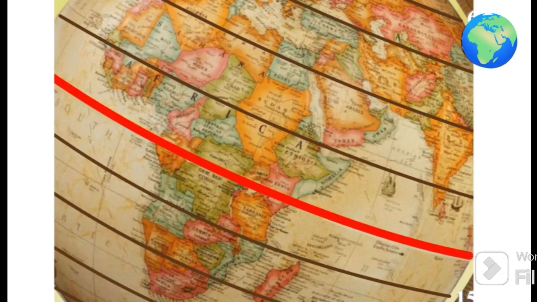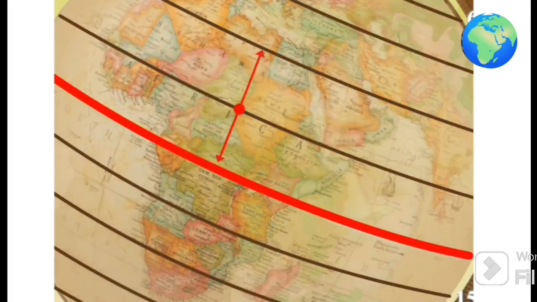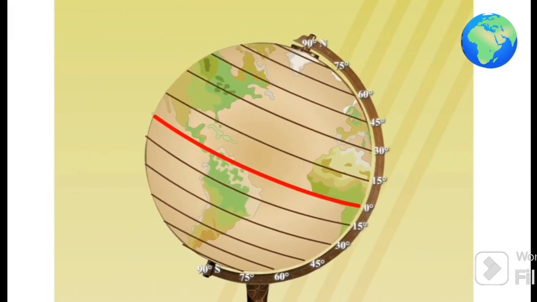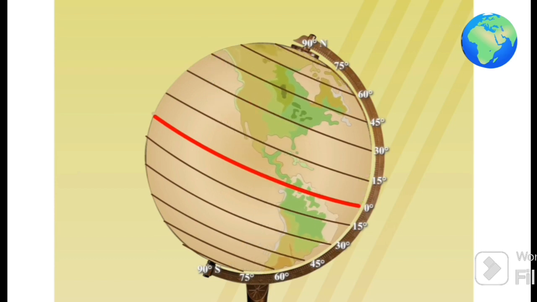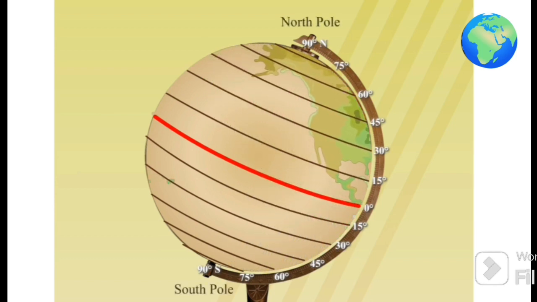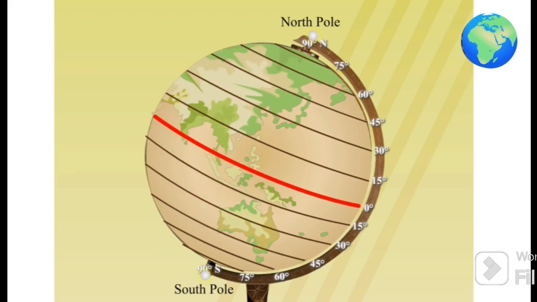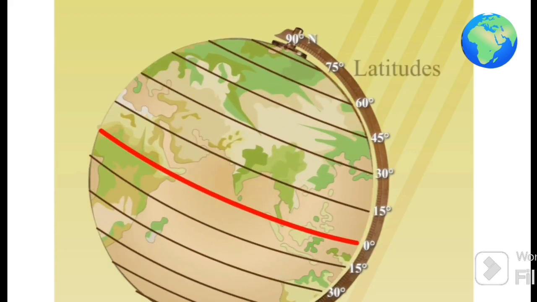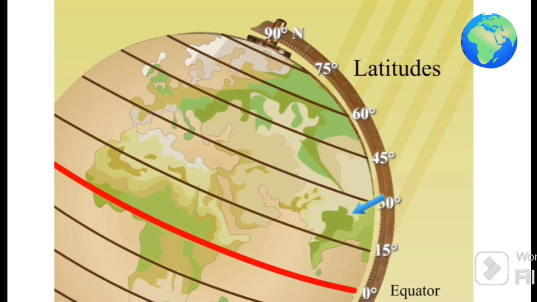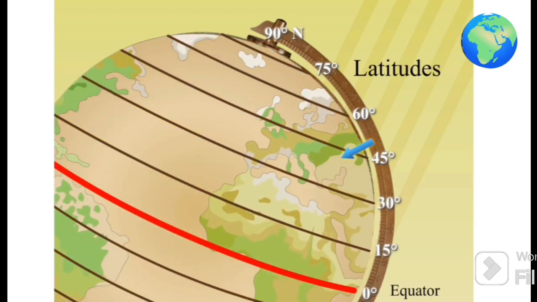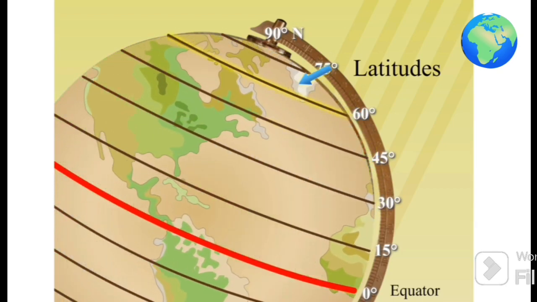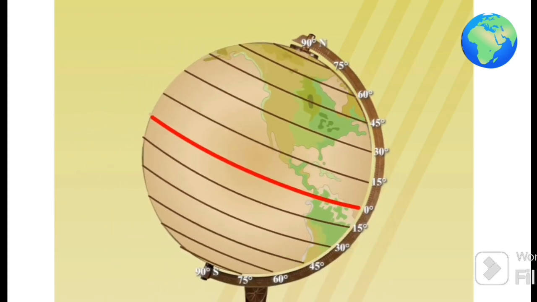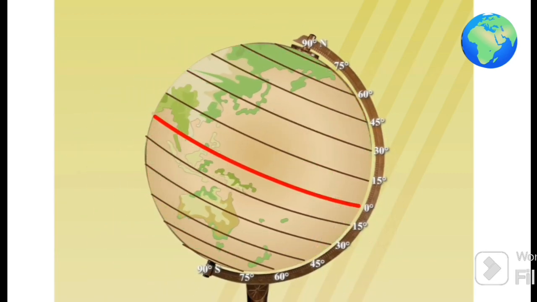Latitudes run parallel to each other in the east-west direction. They are at an equal distance from each other. All of them form complete circles except the north and south poles, which are points. The latitudes decrease in length as you move from the equator to the poles.